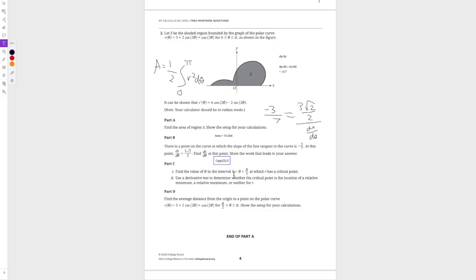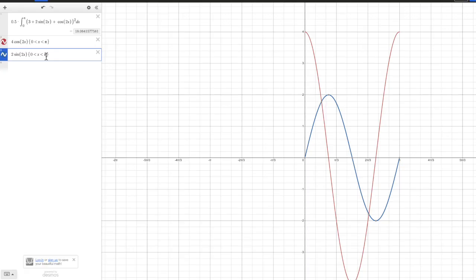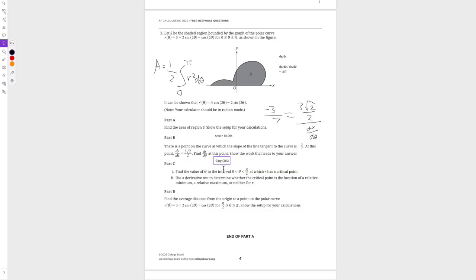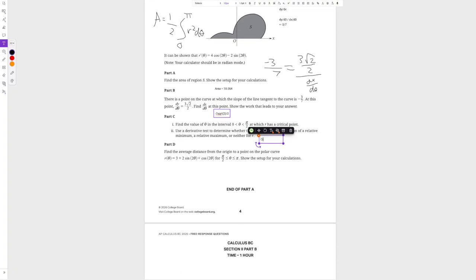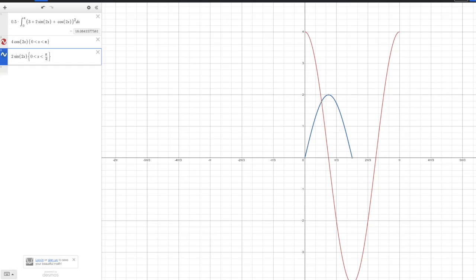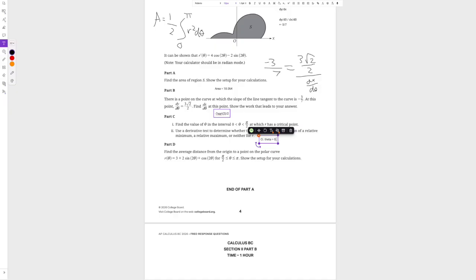Find the value of theta in the interval from 0 to pi over 2. So this means that we can shrink it even further, and there you go. 0.55357. This is the point at which r is going to be having a critical point, because this is the value of r theta. So for part C-I, theta is equal to 0.55357.